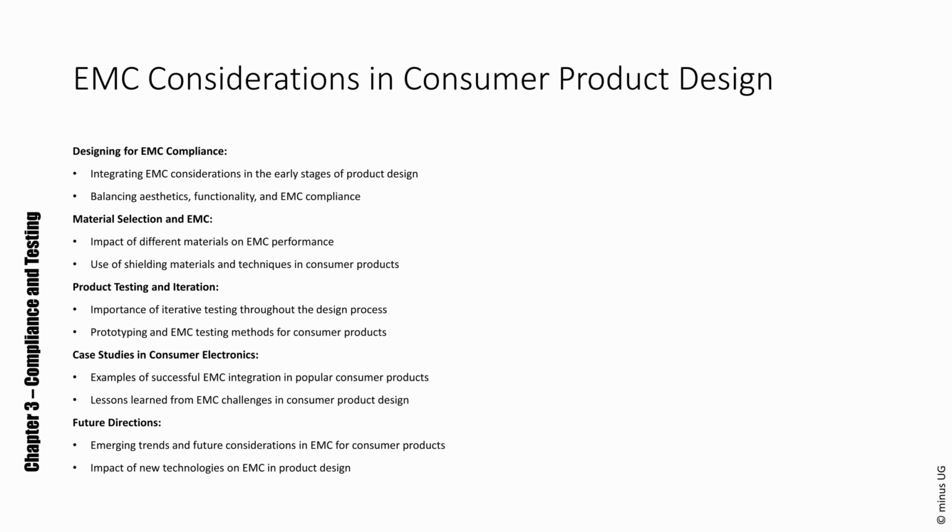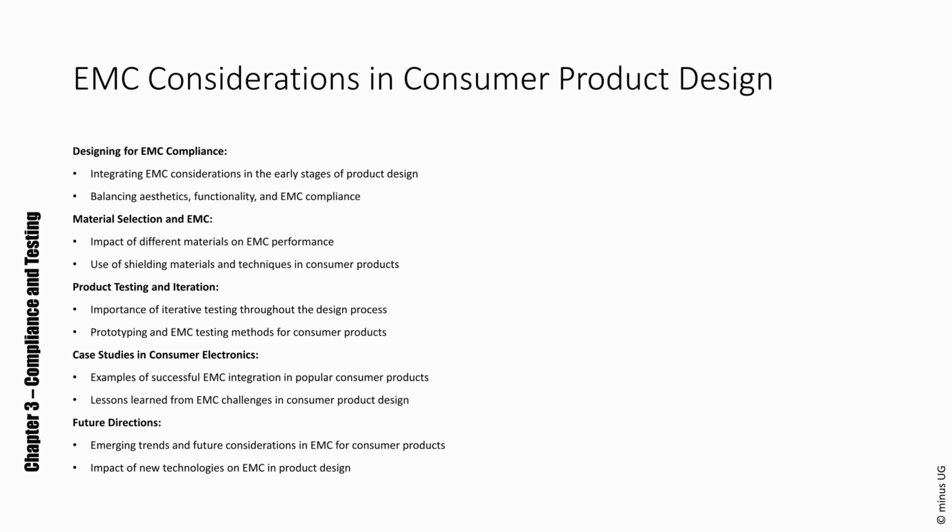from emitting excessive EMI. The effectiveness of these materials can vary, so understanding their properties and how they interact with electromagnetic fields is crucial. Incorporating shielding techniques, such as metal enclosures or conductive coatings, can help achieve EMC compliance, especially in consumer electronics, where devices are often densely packed with electronic components.